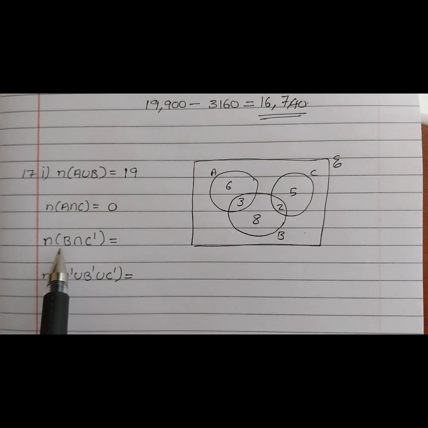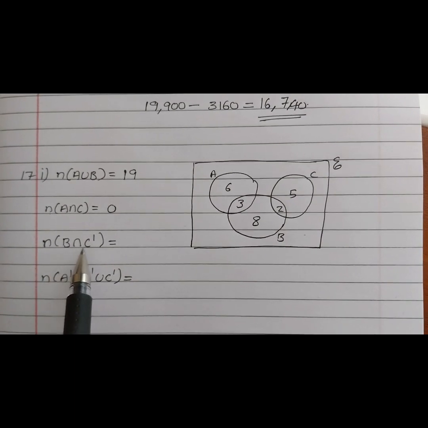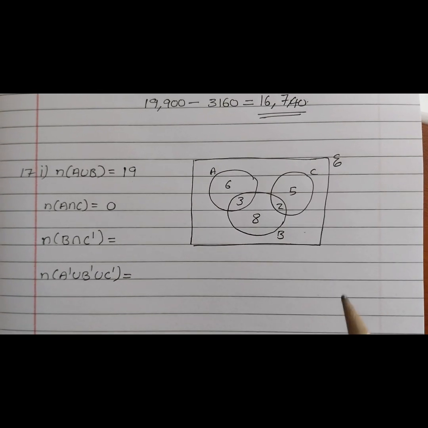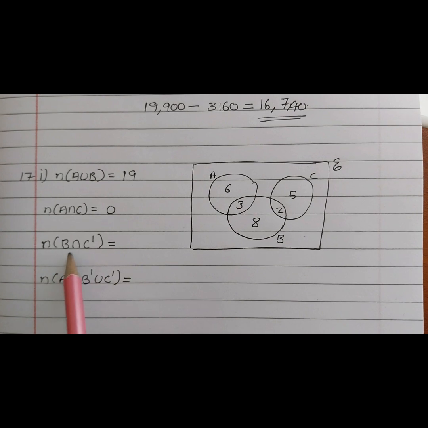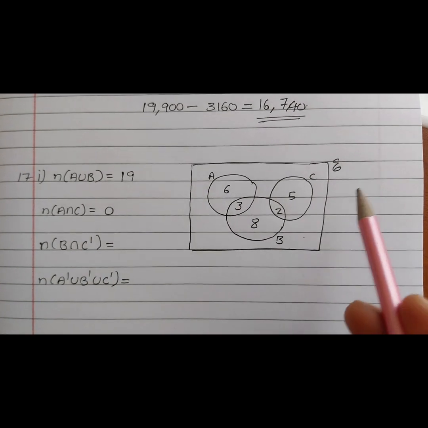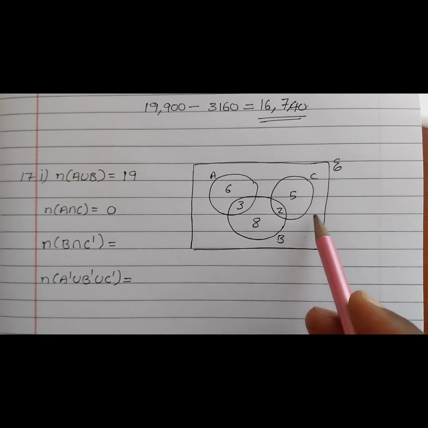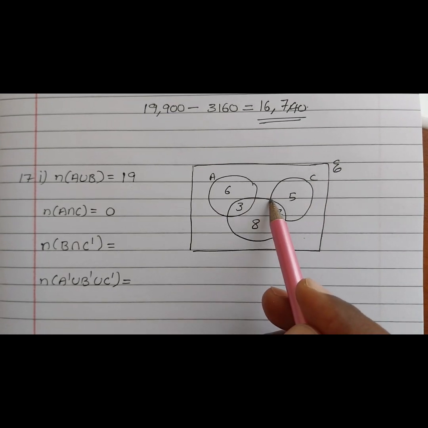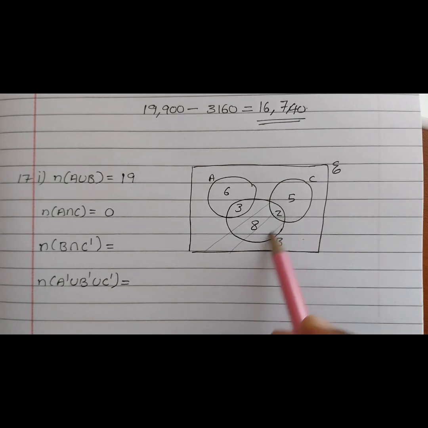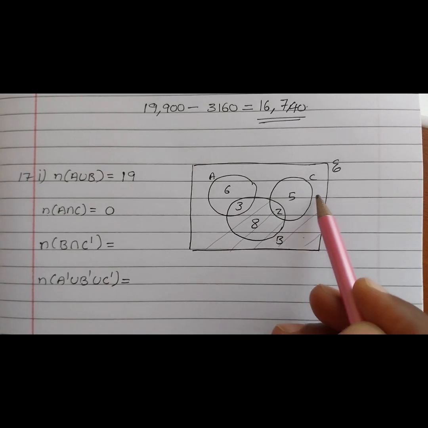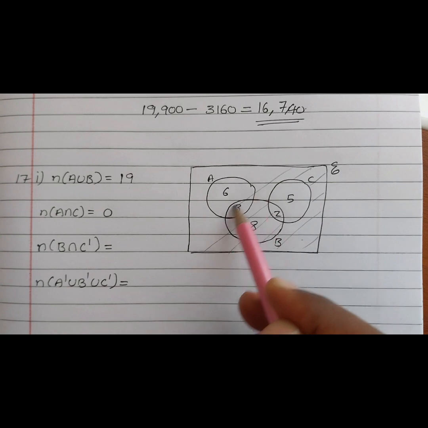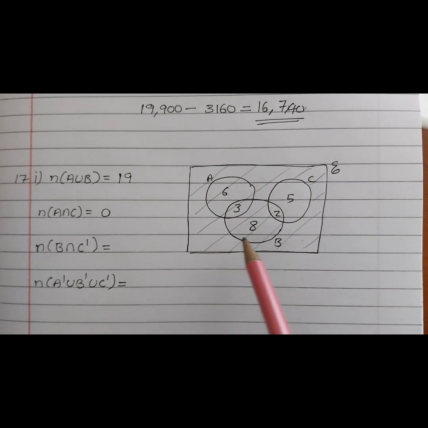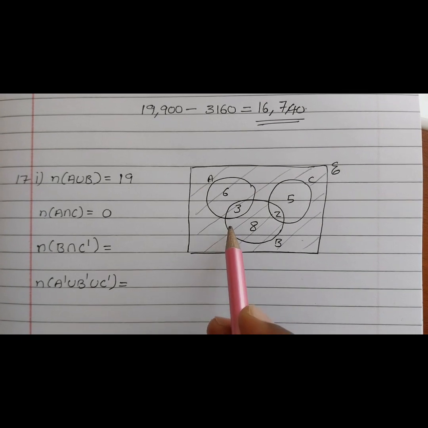Next, number of elements in B intersection C complement. That means the common elements of B and C complement. C complement means the set all the elements which are outside C. So let's shade the outside C in one way. See, this is C complement. So this is the C complement. And let's mark the region B in another way.